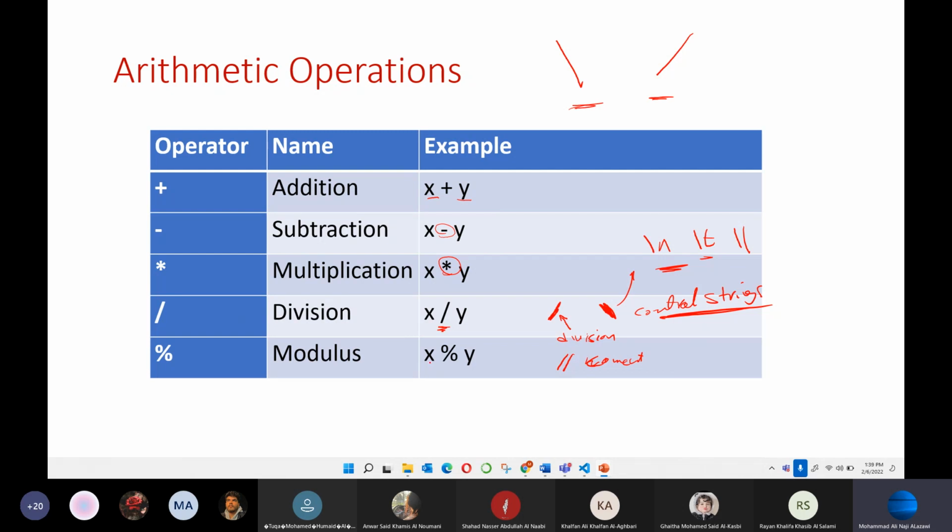Modulus, for which we use the percentage sign. To explain the meaning of modulus, I have prepared some examples that we will implement. For example, 7 mod 2: 7 over 2 is equal to 3 and 1 over 2. So the mod is this one, the result will be 1. We call it the remainder.